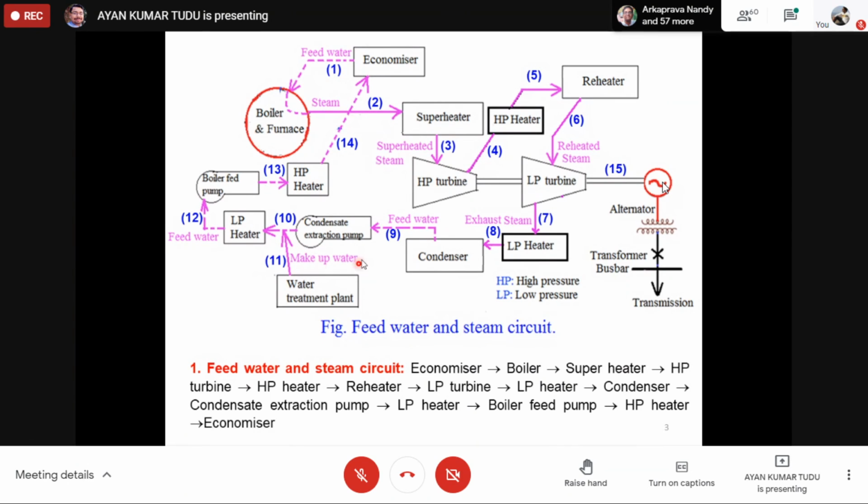And how does the makeup water work? We have a water treatment plant, which will be receiving raw water from the river and purifying it, and then that purified water will be fed to this feed water circuit. So this is how the whole thing is actually working.